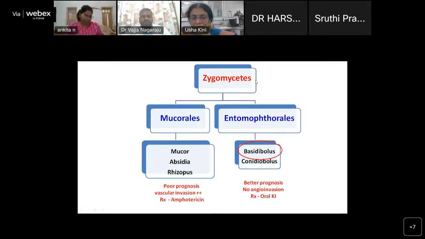basidiobolomycosis, which is a type of zygomycetes. It is pretty common in the head and neck. It can occur anywhere in the body and the lesion may go on for years. The very fact that it can go on for years, if you take the history in this case, it's been there for a long time. If it was vasculitis, fibrinoid necrosis, it is unlikely that the patient would be doing so well for so many years.